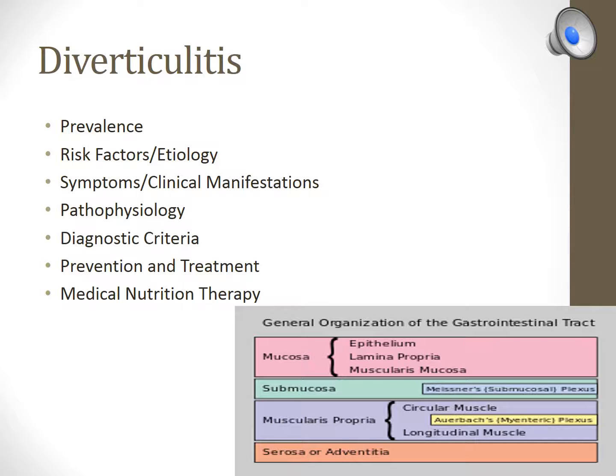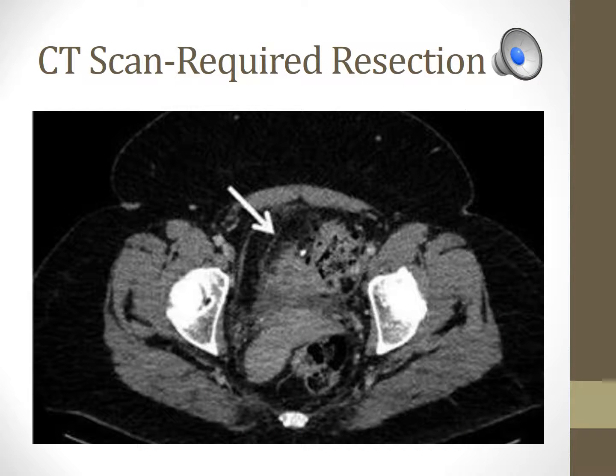We will now move on to ileostomy placement. So like I said in the previous slide, this is a CT scan of diverticulitis, and as you can see, it presents as pericolonic fat stranding with bowel wall thickening and the presence of a diverticula. You can see the arrow is pointed towards the diverticulitis.